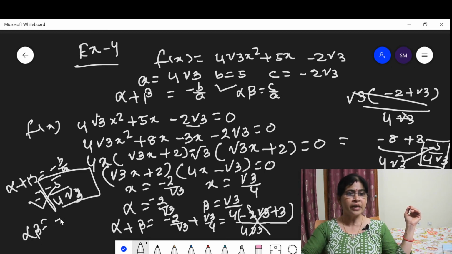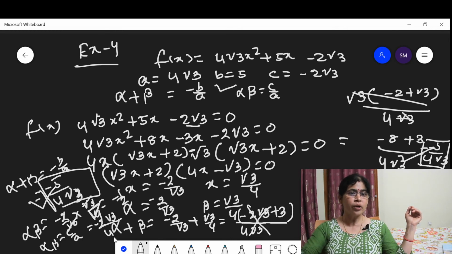Now let us find out alpha into beta. Alpha into beta, multiply minus 2 root 3 into root 3 upon 4. Then by multiplying this we get minus 1 upon 2, and alpha into beta is equal to C upon A. Here C is equal to minus 2 root 3 and A is equal to 4 root 3. Root 3 cancels, then this is also equal to minus 1 upon 2.